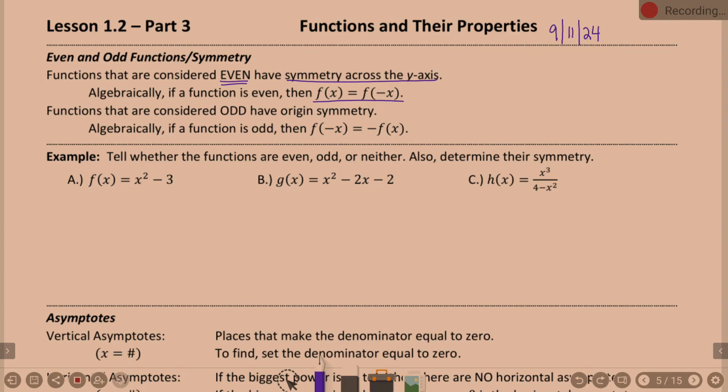I'm going to teach them both because here's the deal. Do we always have a calculator to where we can look at the graph? Unfortunately, no. We don't. So we need a plan B, and that is your algebraic method.